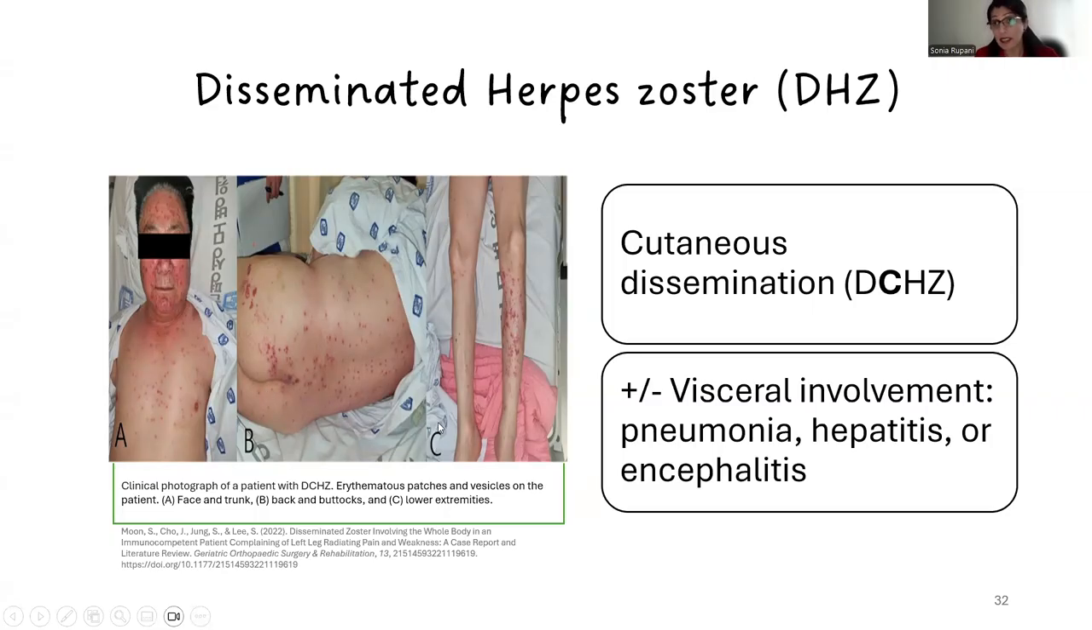Now, in some cases, they may also have visceral involvement, which means they may have pneumonia, hepatitis, or encephalitis. Typically in the literature, as I was working on this presentation, most articles and cases that I came across were associated with an immunocompromised state. So these are more common in patients who are immunocompromised. However, I'd like to share something with you.